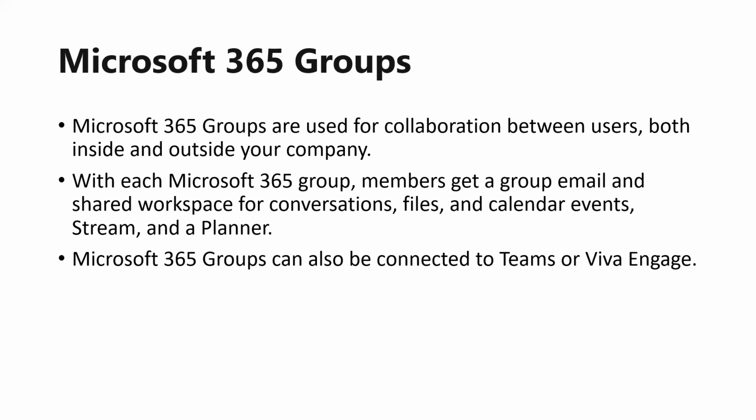So the first one is the Microsoft 365 group. The 365 group is used for collaboration between users, both inside and outside your company. So this is what you use for Microsoft Teams. With each Microsoft 365 group, members get a group email and shared workspace for conversation, files, and calendar events, Stream, and then what? Planner. Microsoft 365 can also be connected to Teams or Viva Engage. These are all some of the tools or resources in the 365.